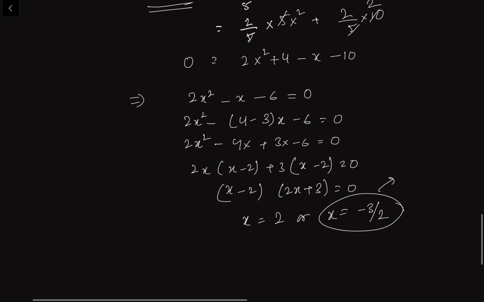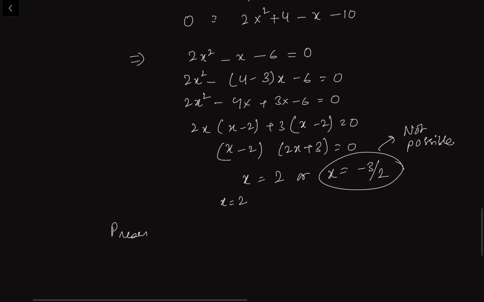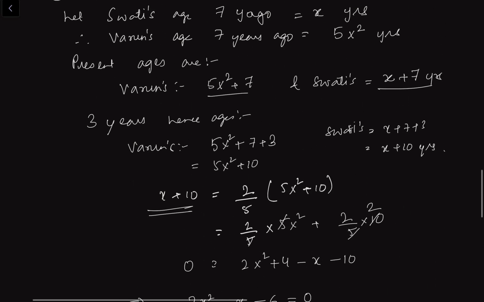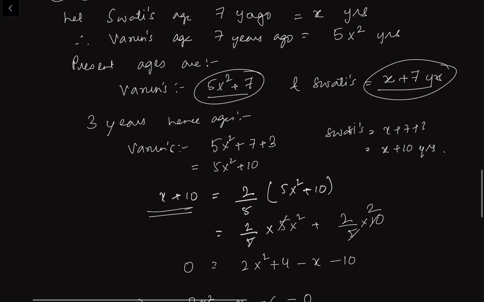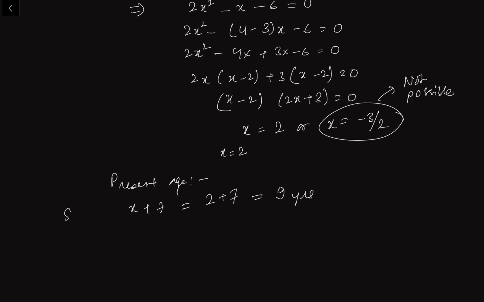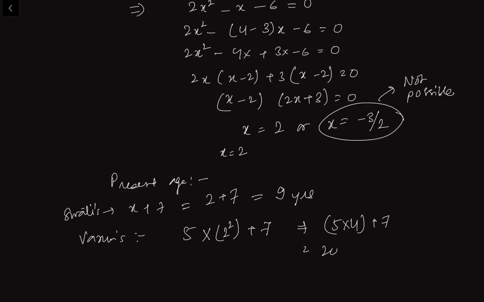Now this is age, so minus 3 by 2 is not possible because age cannot be negative. So x is 2. But we have to find present ages. So for present age you have to do plus 7. So x plus 7, which is 2 plus 7, which is 9 years. Whose age? I think this is Swati's age. Yeah, so x plus 7 is Swati's age and Varun's age is 5x squared plus 7. So for Varun's age, we will do 5 into 2 squared plus 7, which is 5 into 4 plus 7. So 20 plus 7, 27 years.